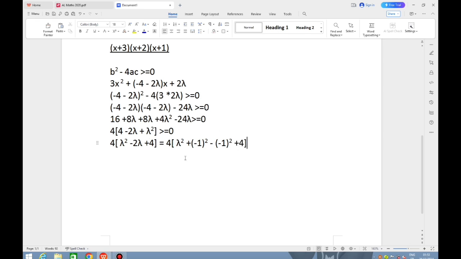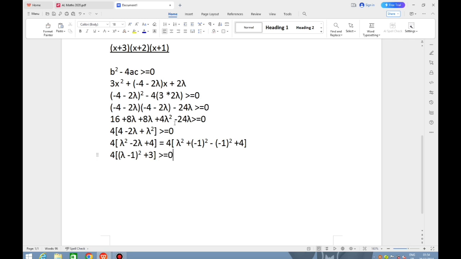Now the next step for completing the square involves grouping the value which you're adding, that's the square of half of the x term, with the lambda squared value, putting them in one bracket and sending the square sign out. So this turns to 4 into, brackets open, lambda minus 1 squared, and here we have minus 1 squared is 1, minus 1 plus 4 is equal to plus 3, and that should be it for the equation. This should always be greater than or equal to 0.